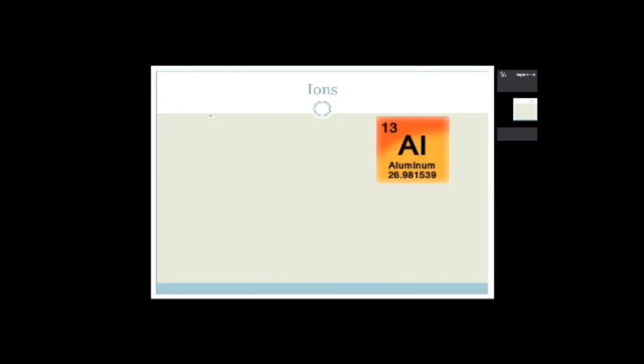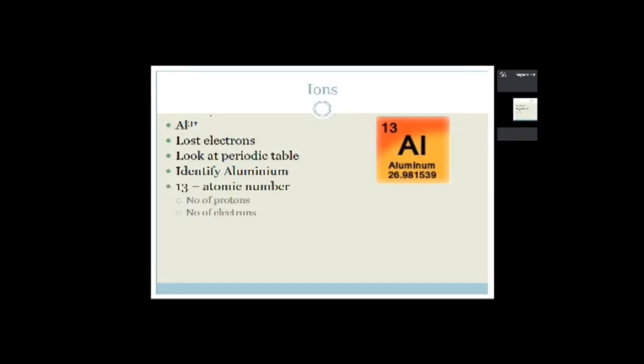Right. So we've now spoken about the fact that aluminium 3+ has lost electrons. Let's talk a little bit more about aluminium. Do you agree that its number of protons is 13? That means its number of electrons is also 13. But now for aluminium 3+, the number of electrons is going to be 3 less, so it's going to have 10 electrons. But it still has 13 protons, because you can't remove the protons without it changing to a different element.